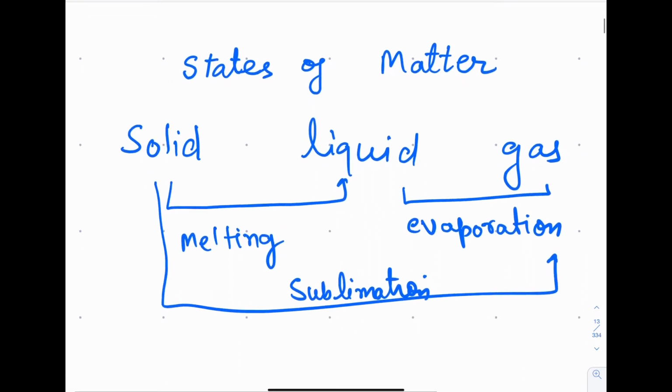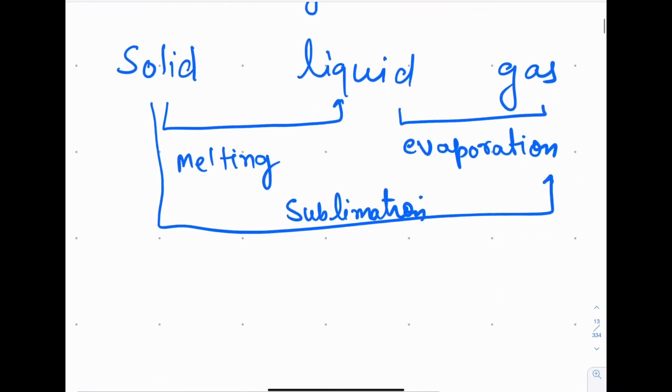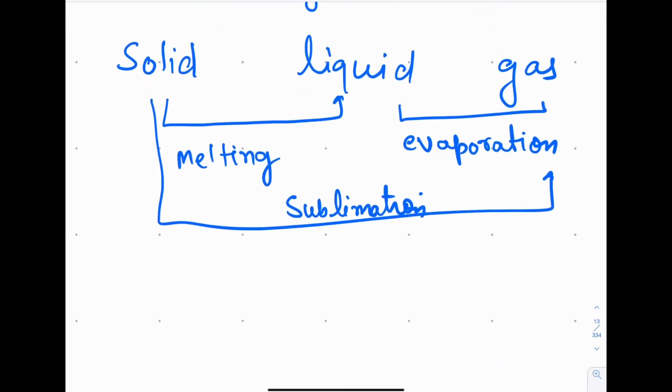In the previous lecture, we did states of matter, where we did three states: solid, liquid, and gas, and the factors or the conditions by which we can change solid to liquid or liquid to gas. Solid to liquid is melting, and liquid to gas is evaporation, and solid directly to gas is sublimation. We did certain physical terms associated with this change, like latent heat of fusion.